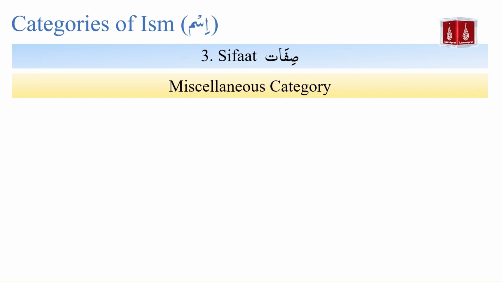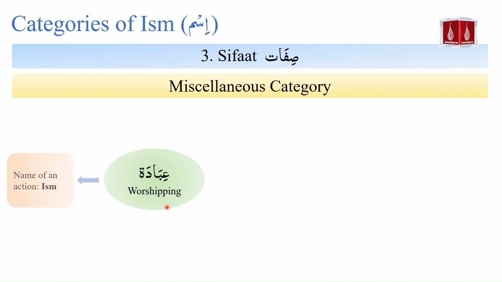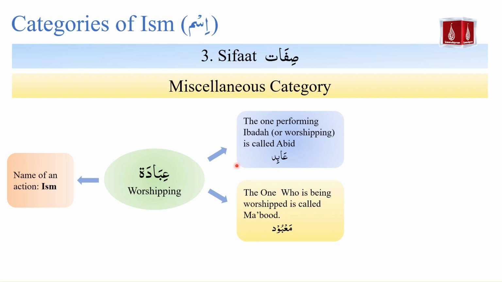Let us look at another example of the same category. The word is ibadah, which means worshipping, or in Urdu we call it ibadat karna. Ibadah is the name of an action, which makes it ism. So the word ibadah is ism because it's the name of an action. Relevant to ibadah, there is a person who is going to be performing ibadah, who is called abid. And then there's the one who is being worshipped, and that is called ma'bud.